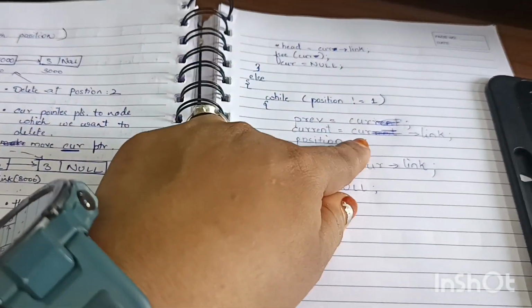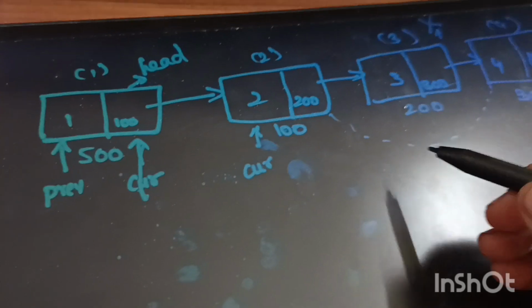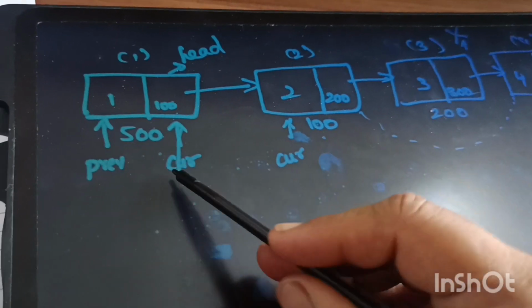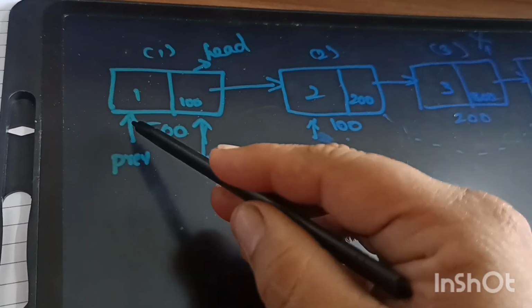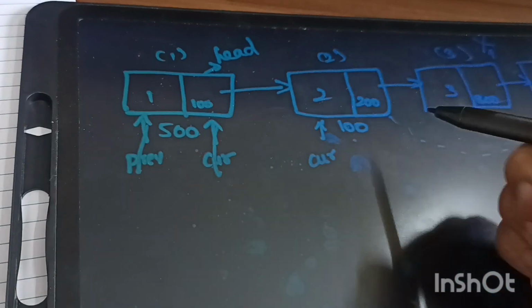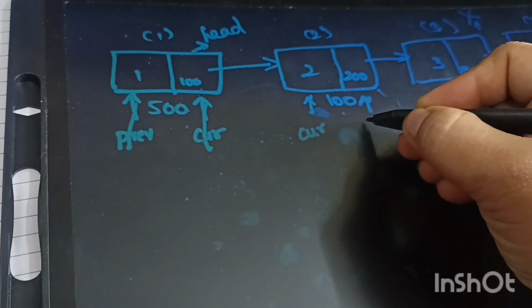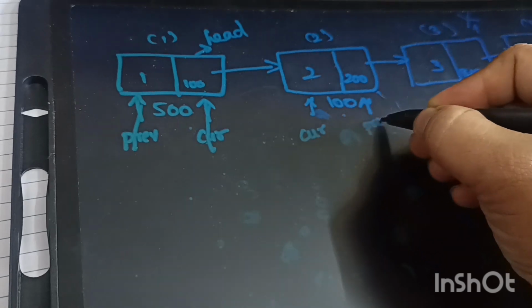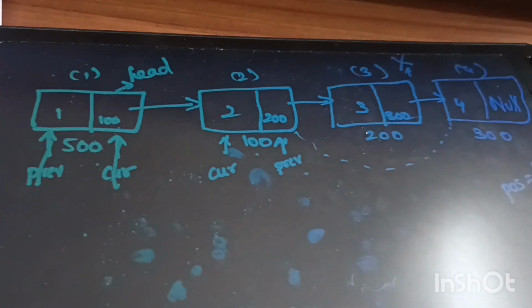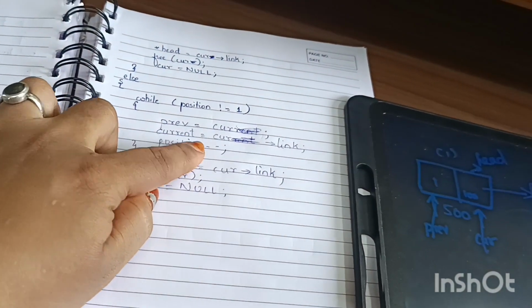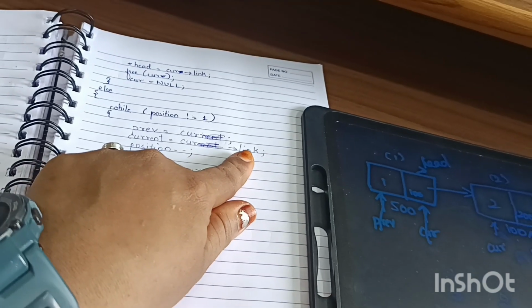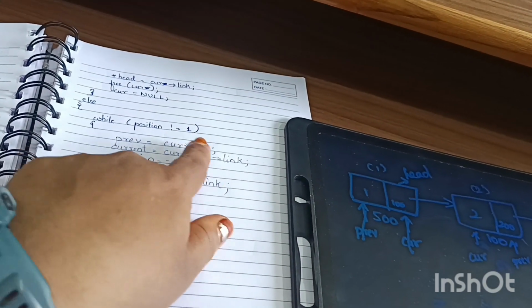So again what we are doing, previous equals current. What is current? 100. Previous was 500. So I am removing this. Again I am putting it here in previous. Next step is what? Current of link. I am assigning again current to current of link.